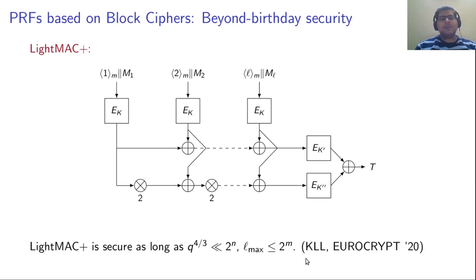Similarly, LightMAC has been extended to LightMAC plus by Naito. So this construction is again similar to PMAC plus. You do the same kind of linear combination based accumulation in the lower layer, and then we encrypt it and sum to get the final output. And as in case of LightMAC, LightMAC plus has a very clean security bound. So we have the condition that the construction is secure as long as Q is at most 2 to the 3n by 4.